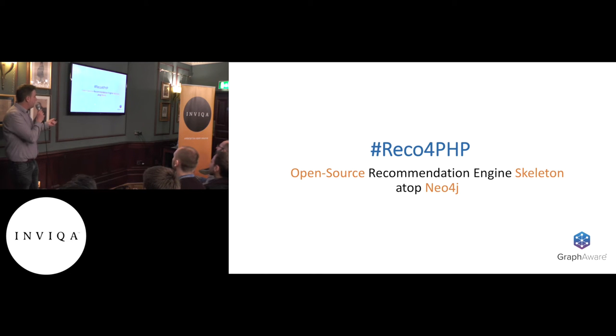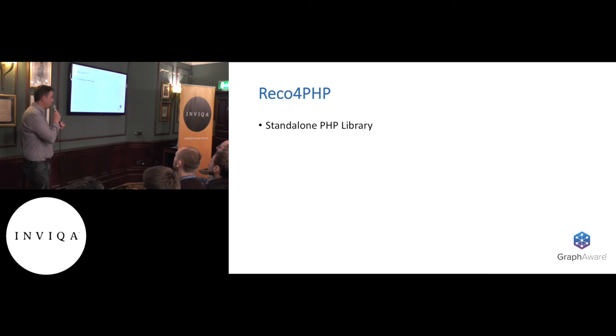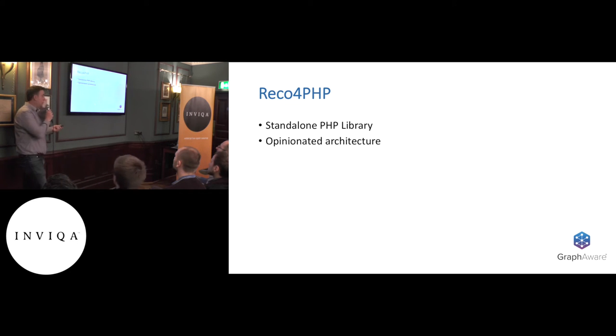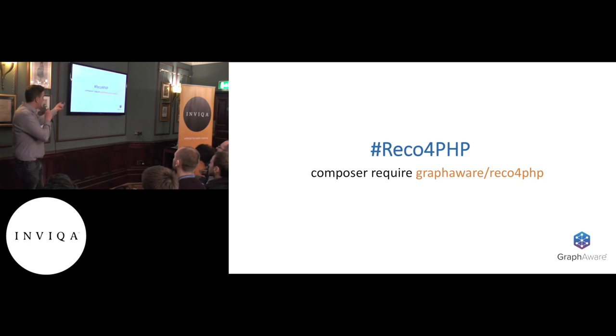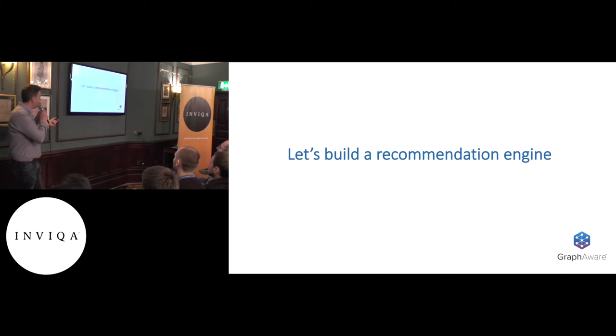So I will introduce Reco4PHP. This is a recommendation engine skeleton atop Neo4j. It takes these four steps for you, so all you have to do is write your business logic. It is a standalone PHP library at its core. It has an opinionated architecture based on what we experienced in the last 3 years. It is flexible and it handles all the glue. It means that you can just write add score and at the end all the recommendations will be sorted by score, etc. You will see. It is unpackaged, of course.